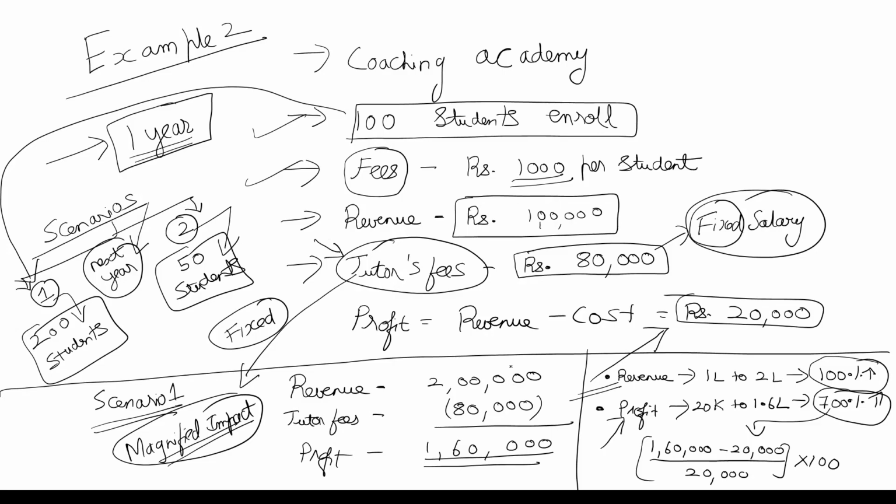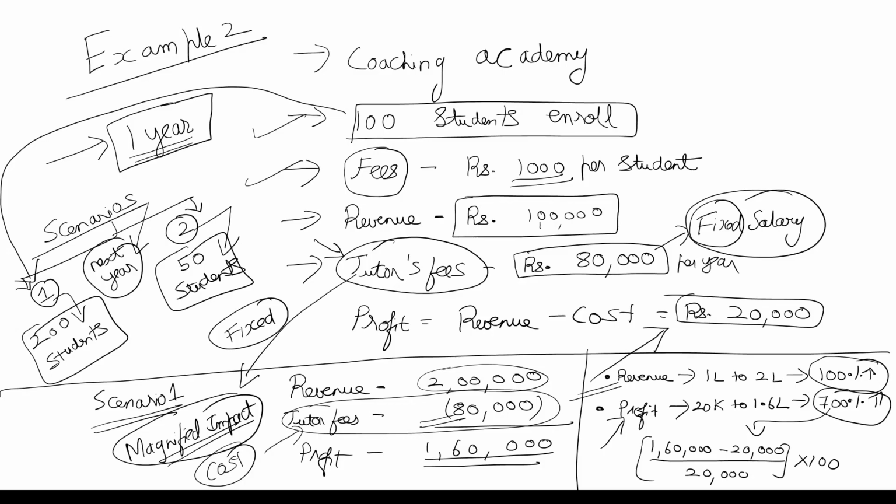When the revenue increased from 1 lakh to 2 lakhs, the tutor fees never changed. The tutor fees still remained 80,000, because we assumed in our example that the tutor was paid a fixed salary of 80,000 rupees per year. So this number never changed, but revenue alone doubled. It went up by 100%, but this didn't change. So here we can see that the cost was a fixed cost. The cost did not change.